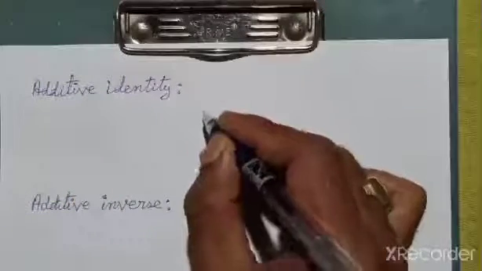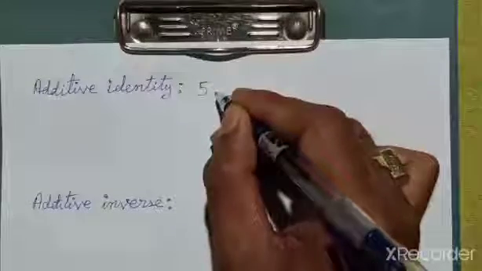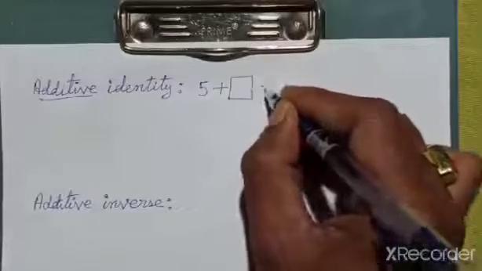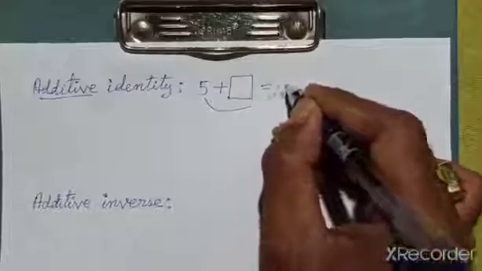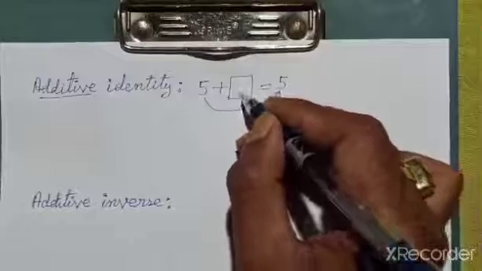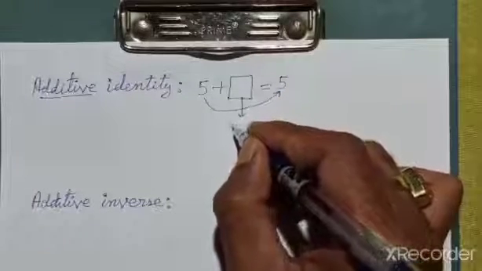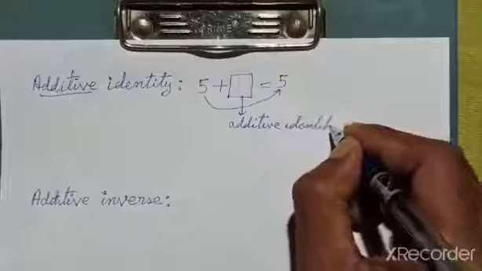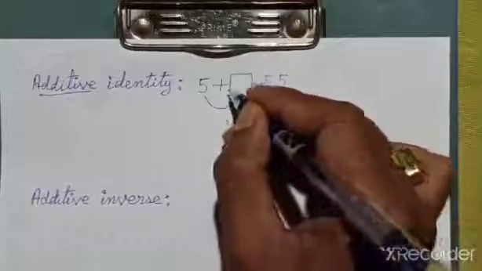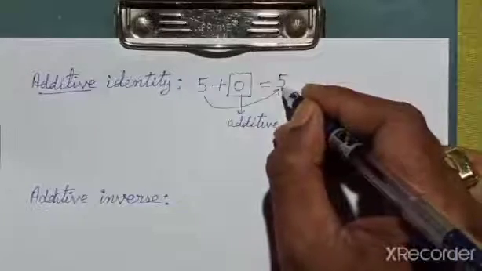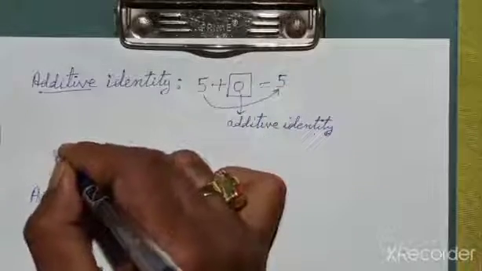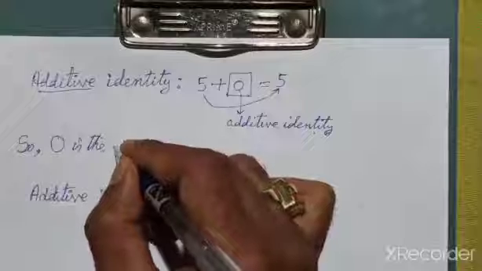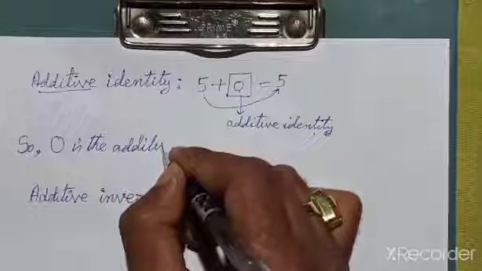Additive identity. Suppose we take any number, I am taking 5, and since this is additive, use plus sign. If we add another number and we get the number I am taking here itself, then this number we are adding is called additive identity. We know that if we add 0 to this number 5, we get this number 5. So this 0 is called additive identity. So 0 is the additive identity.